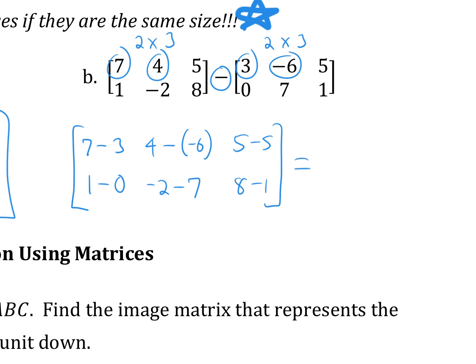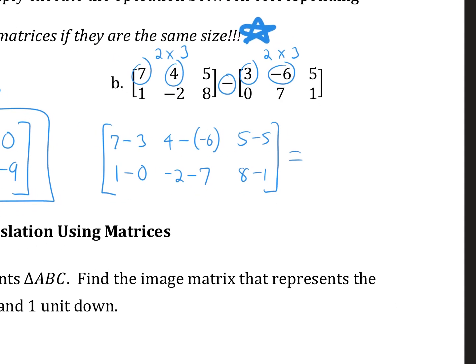If you make any mistakes on your homework, I would encourage you to write out this middle step. Then let's combine these. 7 minus 3 is 4. 4 minus a negative, chop, chop, 4 plus 6 is going to be 10. 5 minus 5 is going to be 0. 1 minus 0 is going to be 1. Negative 2 minus 7 is negative 9. 8 minus 1 is 7. All right, and that's our answer.